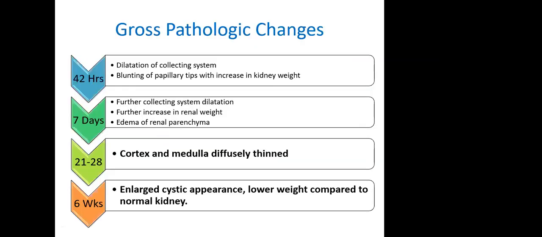Coming to some pathology. What pathological feature we will expect in case of urinary tract obstruction is, if you do not relieve the obstruction in 21 to 28 days, the cortex will be thickened. As everybody knows, when the obstruction is not relieved, there will be hydronephrosis, since cortex and medulla will be diffusely thinned out and parenchyma will be lost. At 6 weeks, the entire kidney will lose almost its function and will appear cystic.